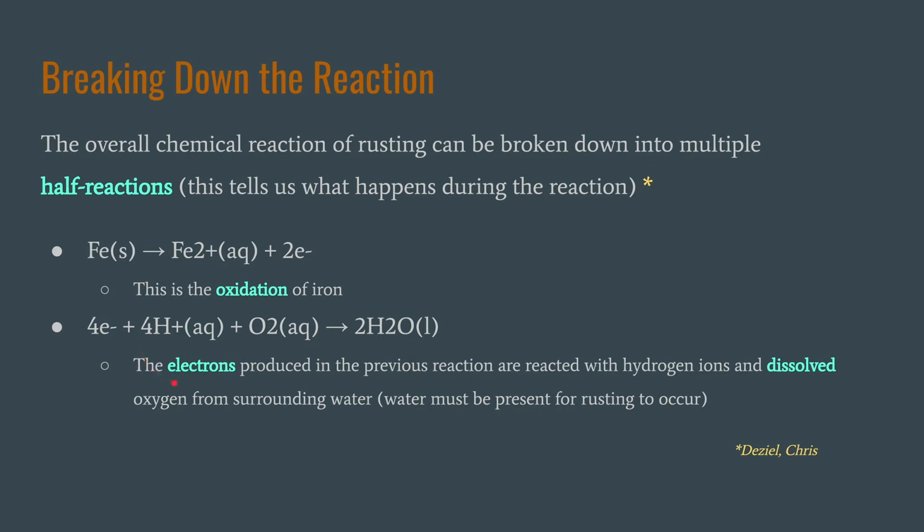Next, the electrons from this previous half reaction are reacted with hydrogen ions and dissolved oxygen from the surrounding water. And as we heard before, the water must be present for rusting to occur. Electrons are negatively charged subatomic particles that are responsible for the redox reactions when they're exchanged between elements and or molecules. And when something is dissolved, it's when a solid or solute is mixed in with a liquid or solvent to create a new solution.